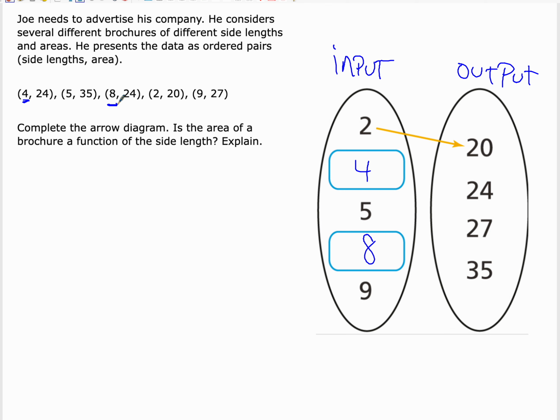So 4 goes to where? I need an arrow from 4 to 24. Then 5 goes to 35. And 8 goes to 24. And 9 goes to 27. Okay. All right. Really think about it. Is the area of a brochure a function of the side length? So does this arrow diagram represent a function?